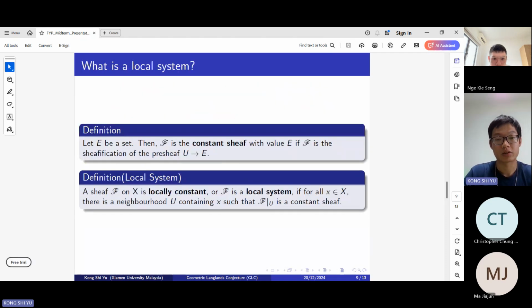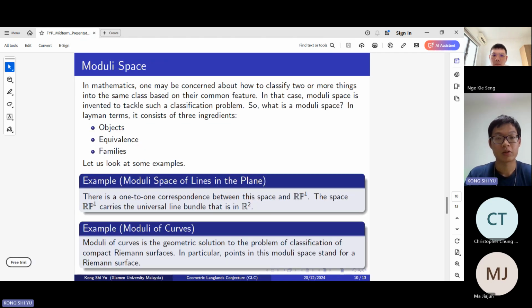First of all, we have this denoted as a sheaf. Then let E be a set; we say this is a constant sheaf with value E if this sheaf is the sheafification of the presheaf U to E. And for a given neighborhood U such that this is a constant sheaf, we say this is a locally constant sheaf. Meaning when we take a small part from a big space and it is locally constant over this small neighborhood, we say it's a locally constant sheaf. In other words, they call this a local system. So we will be looking at this in this talk.